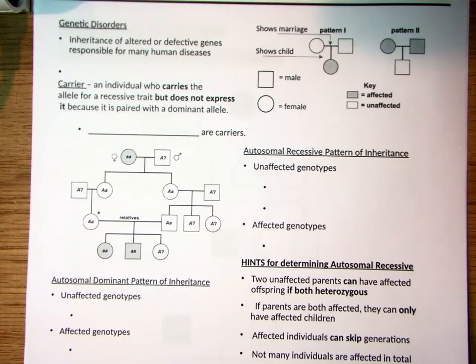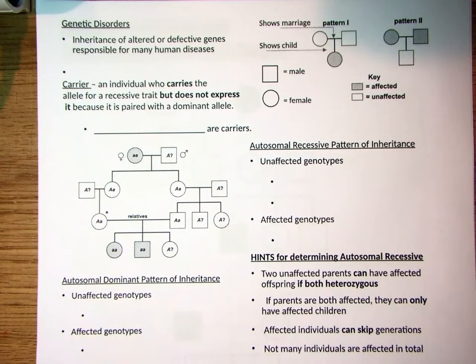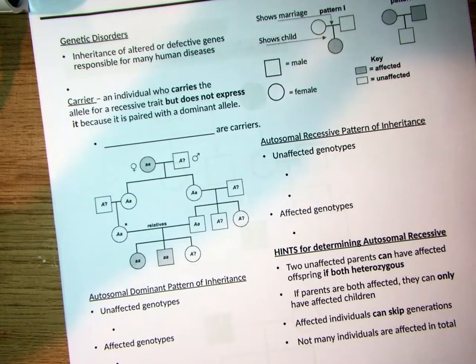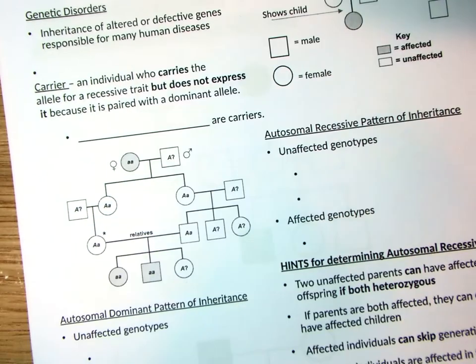All right, so genetic disorder. What it is, it's inheritance of altered or defective genes responsible for many human diseases. So family history and pedigree charts can help identify disease probability.